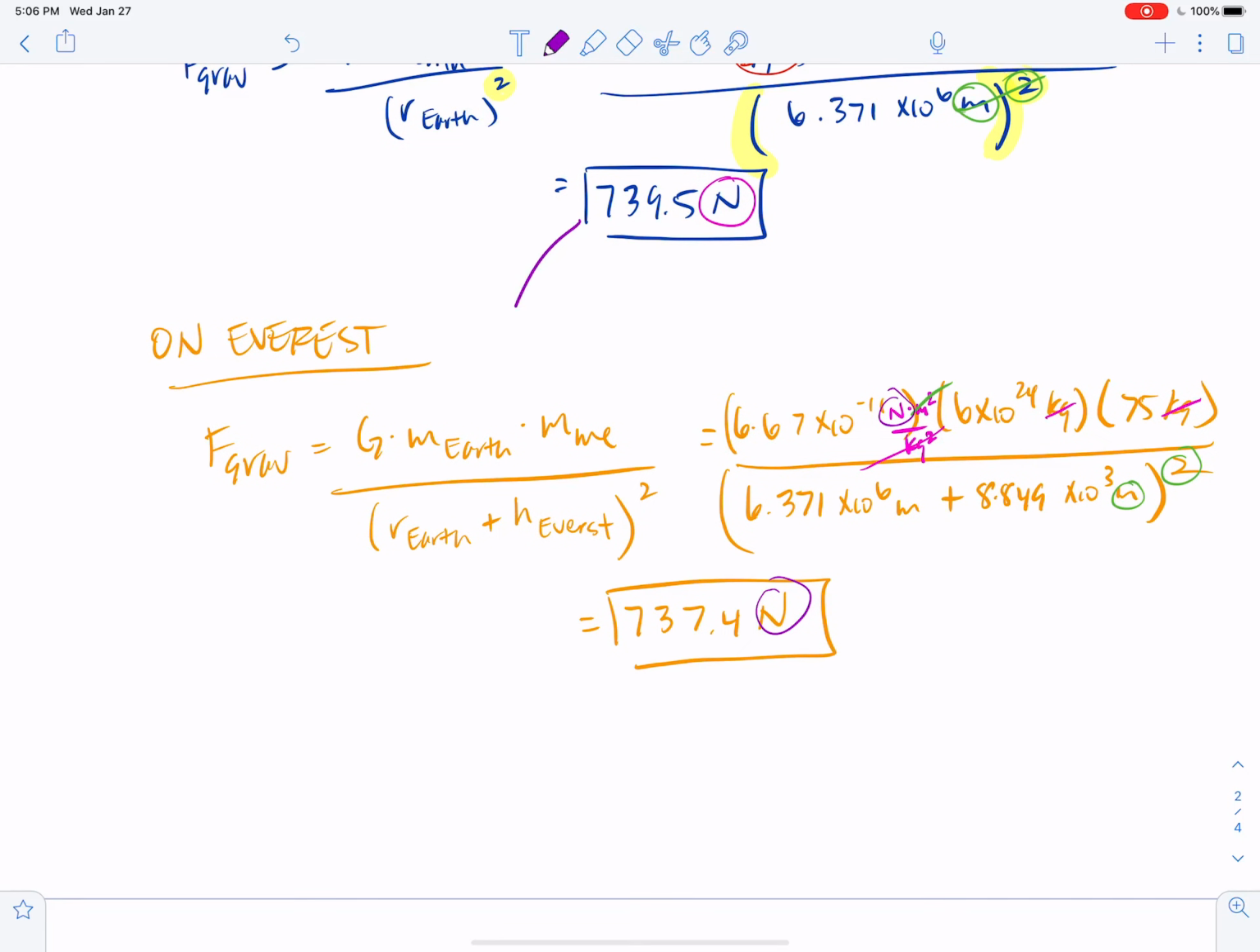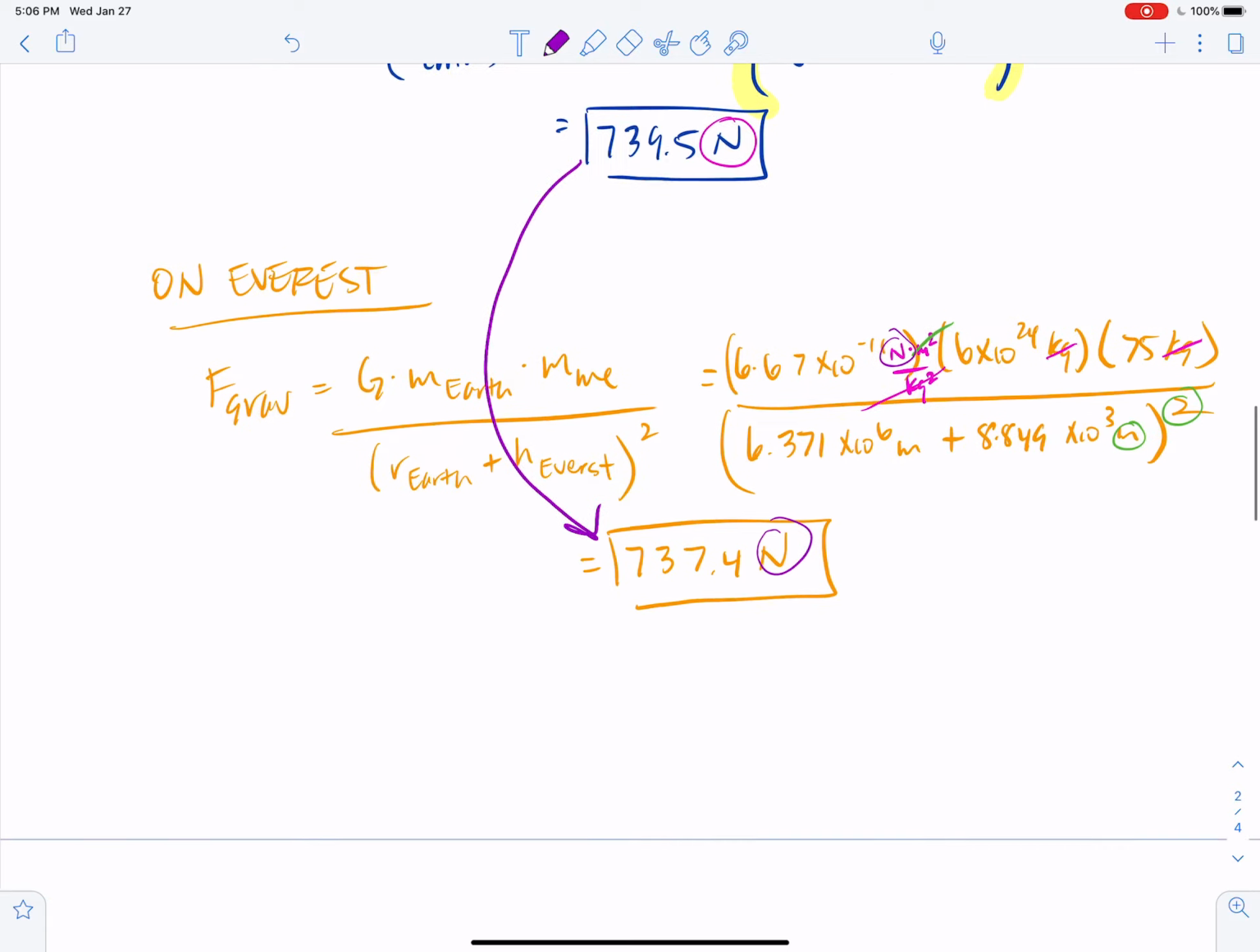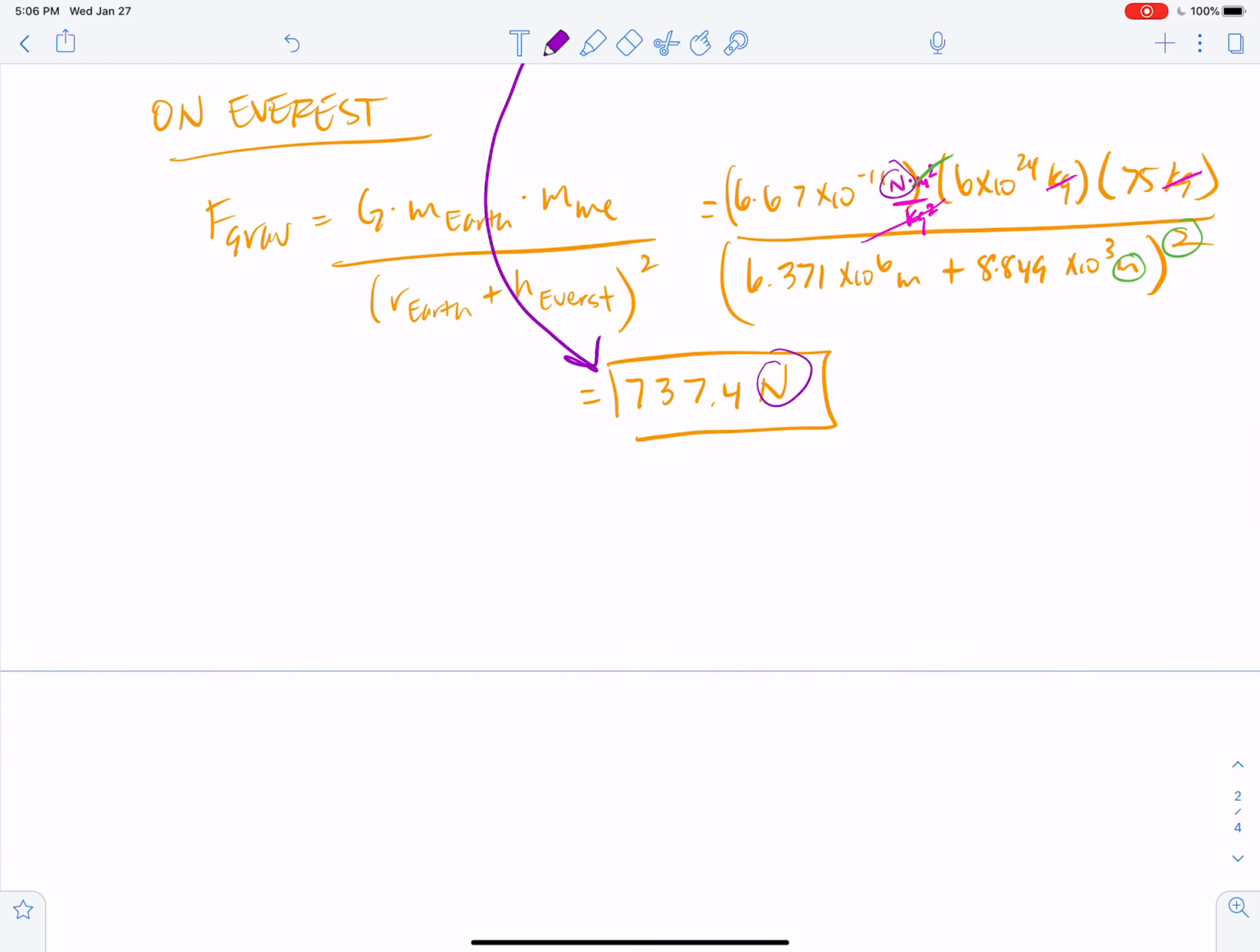So from 739 to 737, did you get heavier or lighter? You got a little bit lighter, right? 2 newtons lighter. Let's go to one more location. Let's go to the International Space Station.